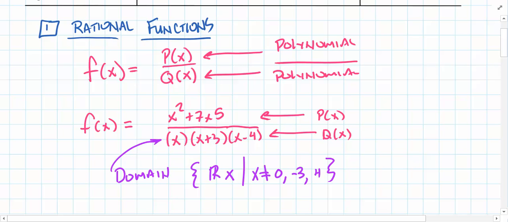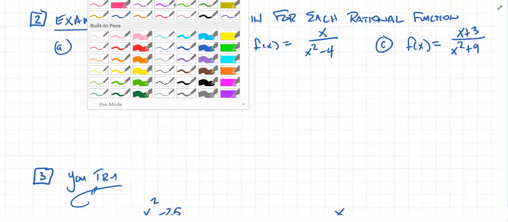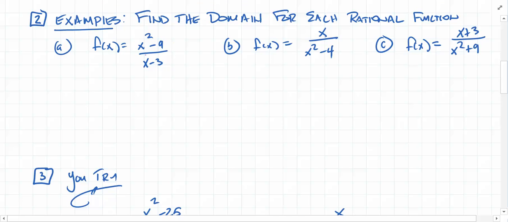Okay. Let's do some examples. What we're going to do is find the domain for each rational function. We have 3 examples, and you can try one on your own down below. Alright, so we'll do A. A says f of x is x squared minus 9 over x minus 3. So what you want to do is factor each term, the p of x and the q of x. If we factor everything, here's what we'd get. The top is the difference of two squares, so it'd be x plus 3 times x minus 3. And then the denominator is already factored into an x minus 3.